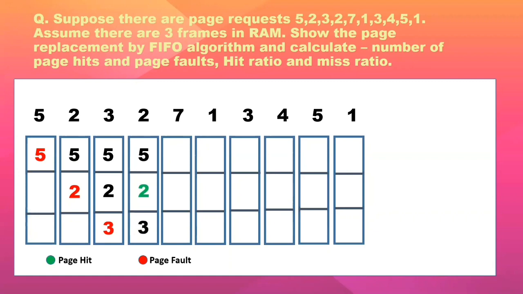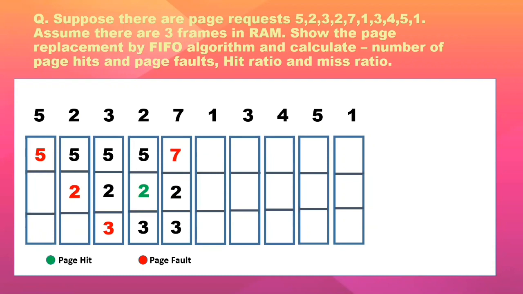Now here the fact comes that all the frames contain different pages, and our requested page is 7, and 7 is not present inside the RAM, so it is obviously a page fault. And now according to the FIFO algorithm, which page came first inside the RAM? That is page 5. So we have to replace page 5 by page 7. So page 5 is swapped out from the RAM, that is, page 5 is replaced by page 7, so it is also a page fault.